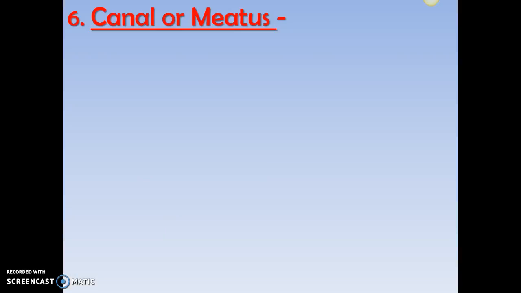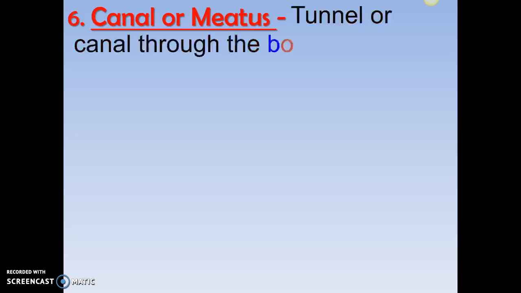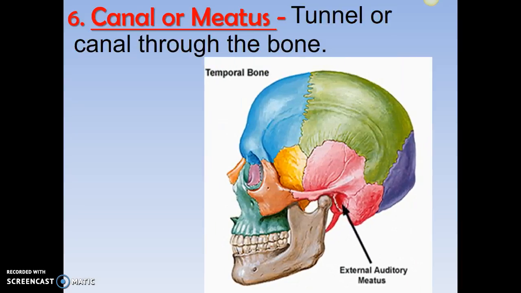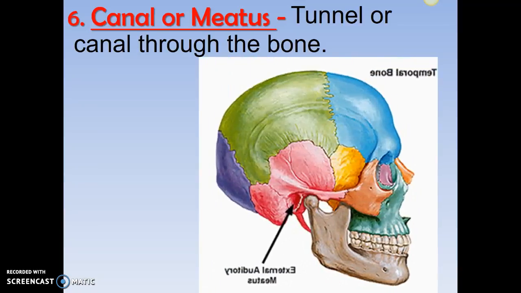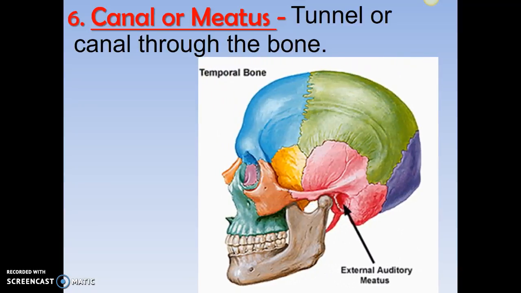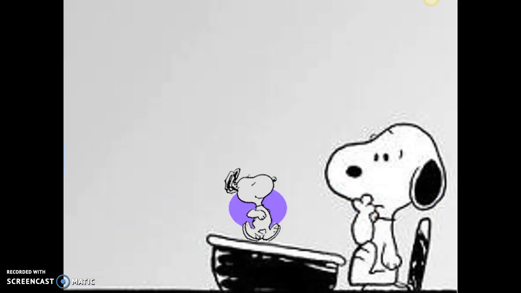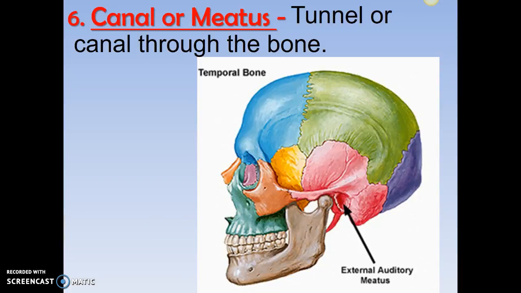A canal, or meatus, well, a canal is actually a canal, it's a long tube. A meatus is the same thing. Your external auditory meatus is the canal that goes from the outside of your ear to the inside of your ear, which connects your malleus, incus, stapes and all the rest of the hearing components. So canal is basically a hole through the bone.